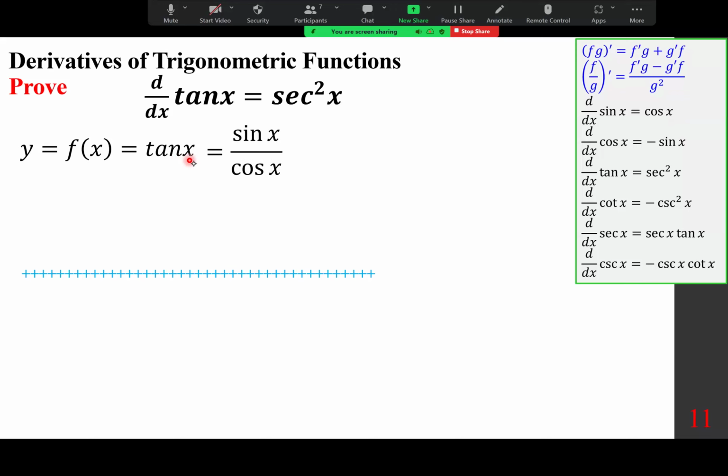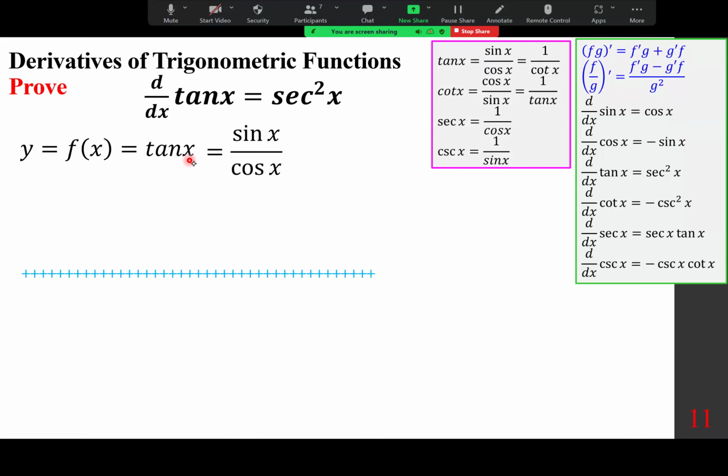So I'm going to remind you that tan x is sine x over cosine x, or 1 over cotangent x. Cotangent x is cosine x over sine x, or 1 over tan x. Secant x is 1 over cosine x, and cosecant x is 1 over sine x. So why am I using that? Now I can use the quotient rule.